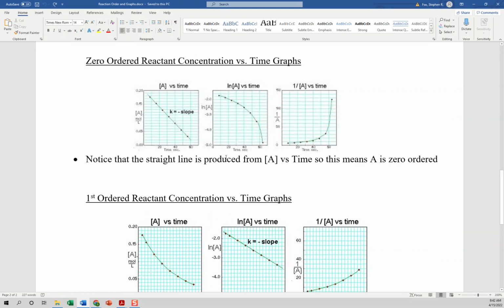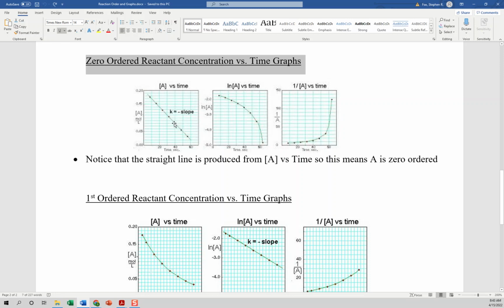All right, so let's say you're given concentration versus time data and it's 0 order. If you made those 3 graphs, notice the only one that gives you the straight line is the concentration versus time. Natural log of concentration versus time gives you a curved line, and 1 over the concentration gives you a curved line. So this is the only one with a constant slope.